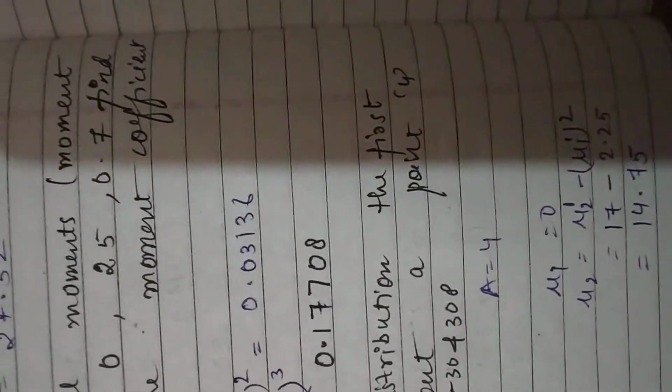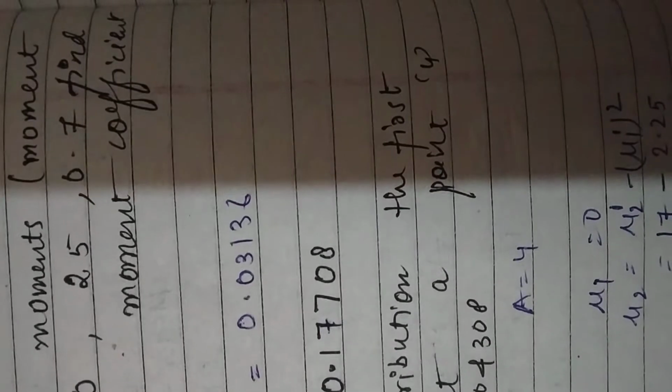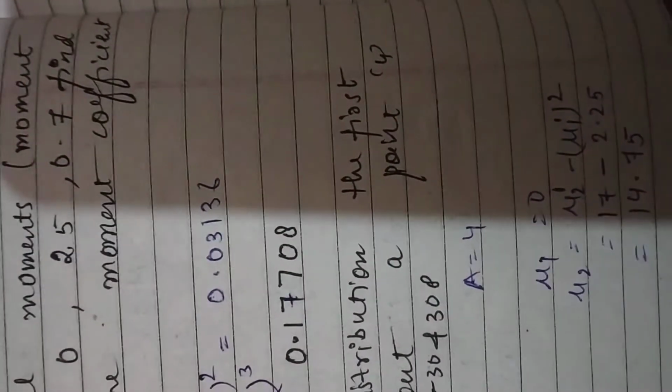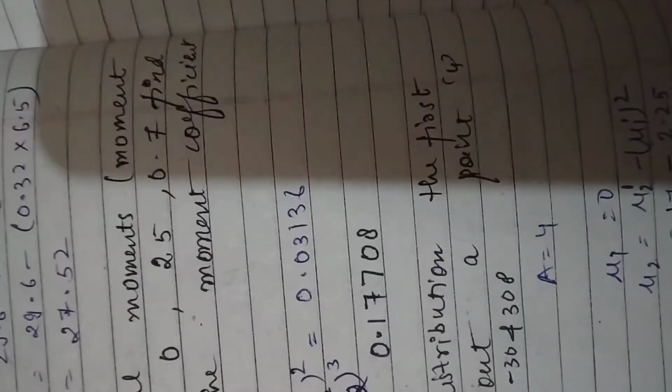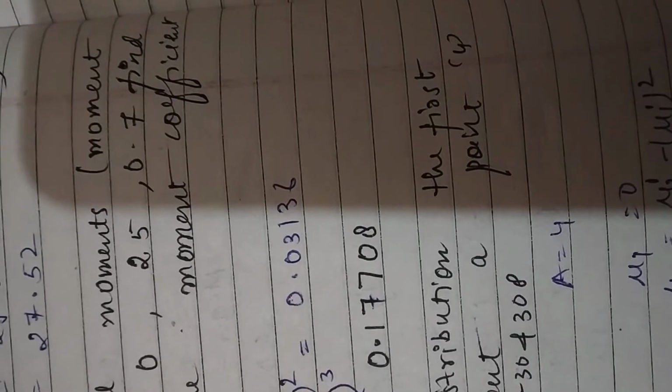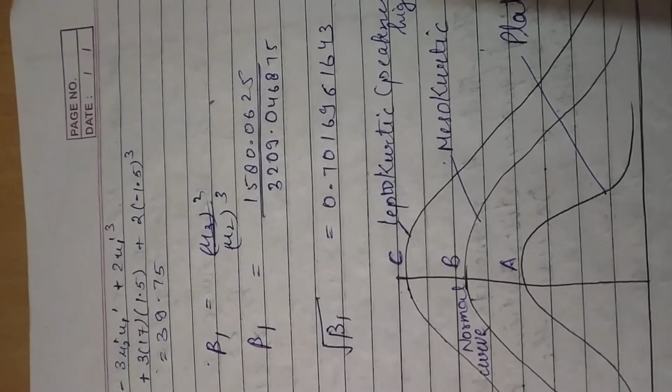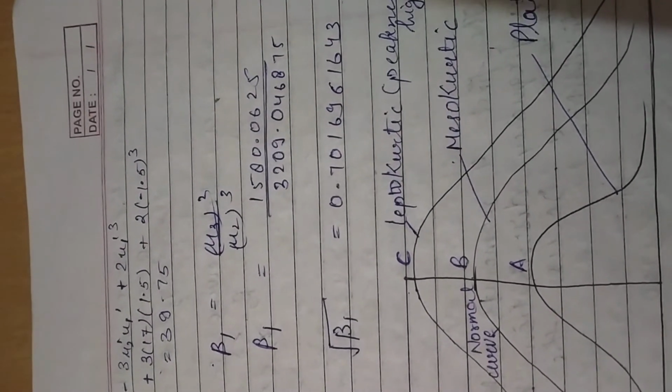Then mu1 is 0, mu2 is 14.75 and mu3 is 39.75. mu1, mu2, mu3 are obtained by the formula relating mu r and mu dash r. That's why beta 1 is mu3 whole square over mu2 whole cube, and square root of beta 1, by solving this, we obtain 0.7016961643. That is all about skewness.